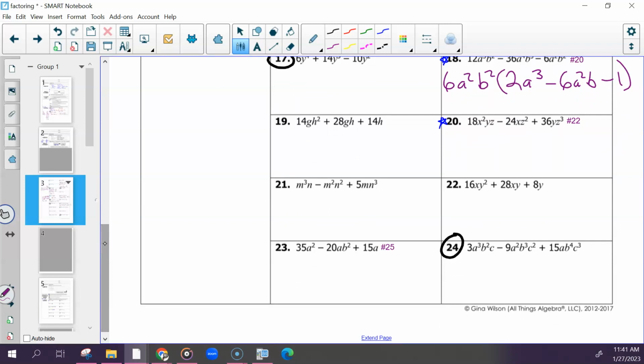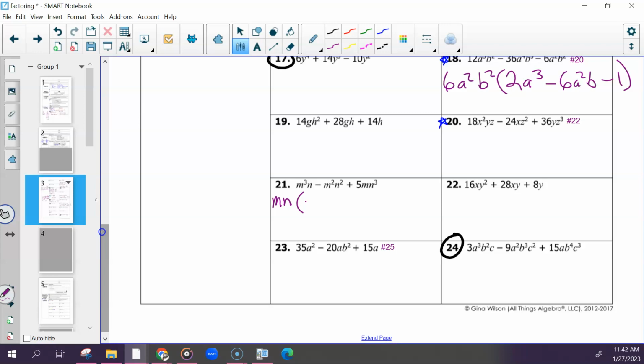Let's do 21 and then 24 and then any others you guys want to see, and then you'll have time to practice. Okay, so for 21, what could we factor out of that? 1m and 1n. What would be left?